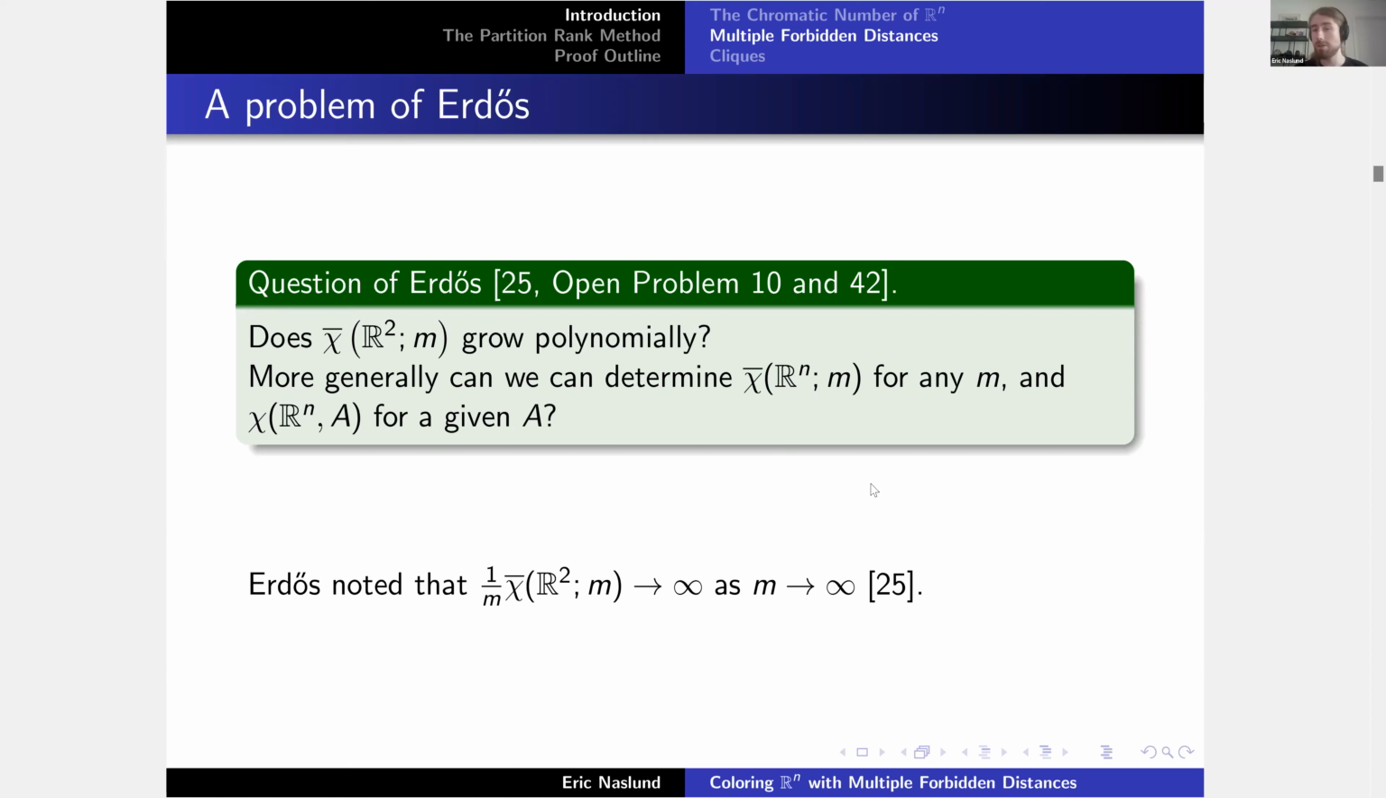I might just pause here for a second and ask, does anyone have any questions so far about the definition of the m distance chromatic number?